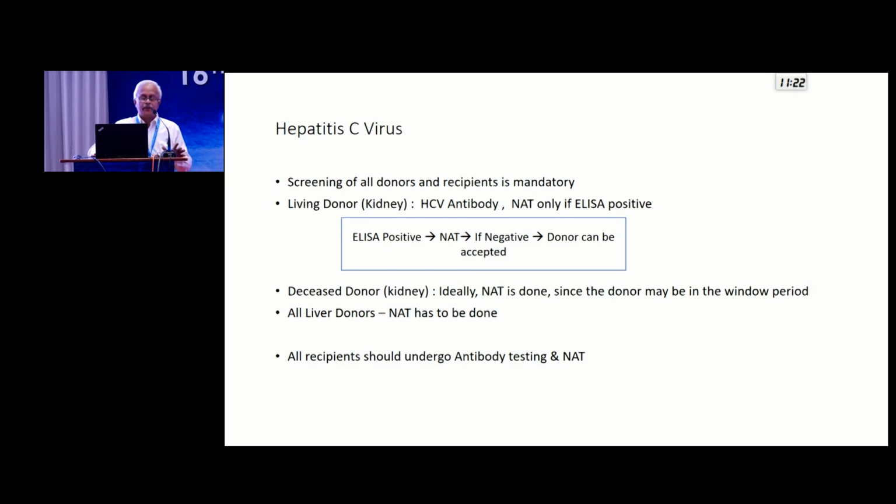In deceased donors, ideally nucleic acid testing has to be done because the donor may be in the window period, so your ELISA may be negative in that period. This is a suggestion, but in the real scenario, Indian centers will not be able to do this. Whereas for all liver donors, nucleic acid testing is mandatory. And of course, all the recipients should undergo antibody testing and nucleic acid testing.